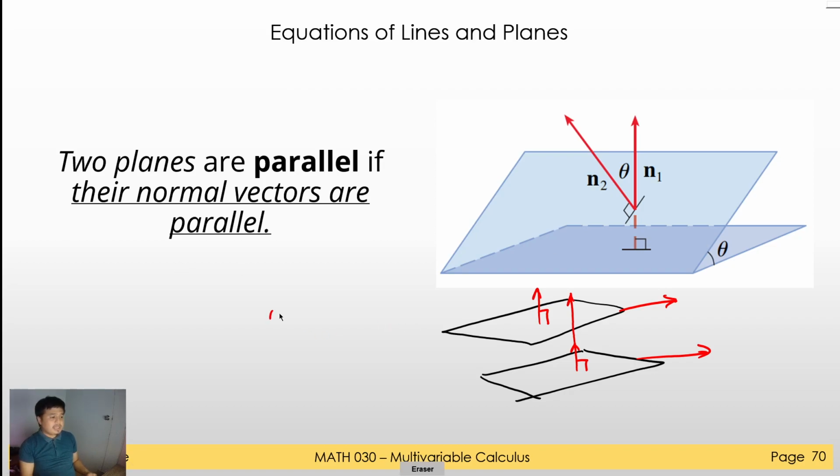So we can say that the orthogonal vector of the first plane crossed with the orthogonal vector of the other plane is equal to 0. If you remember the properties of dot product and cross product, when the cross product of two vectors is equal to 0, then they are parallel.